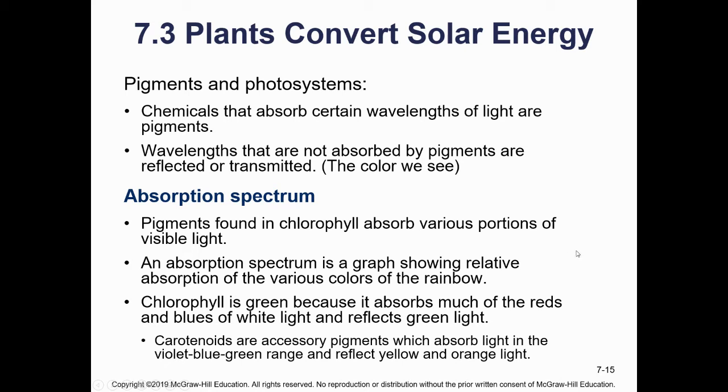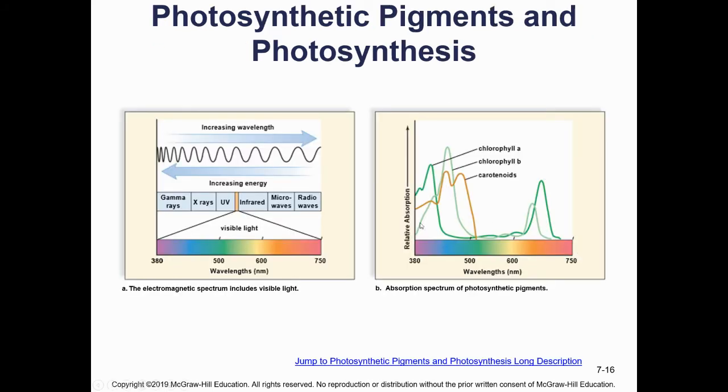An absorption spectrum is a graph that shows what gets absorbed and what gets reflected. Chlorophyll absorbs lots of the reds and blues and reflects green. And then there are other pigments like carotenoids that absorb violet, blue, and green, and reflect yellow and orange. So here's our visible light, and we see chlorophyll A. It's absorbing here, but it's reflecting here in the green areas, and then absorbs outside of that. Our carotenoids are going to absorb here, so they're reflecting here on the orange-red end.